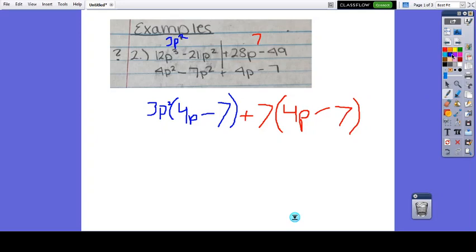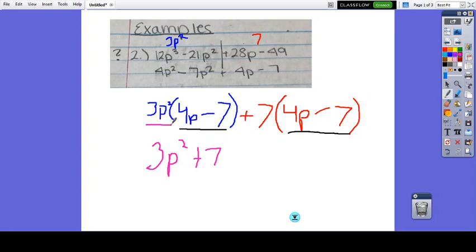Now, the next thing that they suggested is that you look at what is in common. So this and this are the same. If they're not, you can't factor by grouping. But since they are the same, you write what's outside together. So it's the 3p to the second, which is out front of the first one. Essentially, your GCFs get written together, plus the 7.